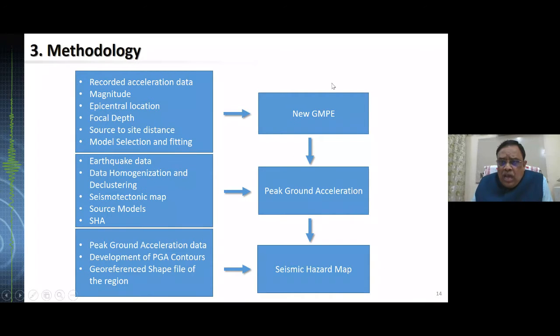We have developed the GMPEs based on the actual data I just shared. Once we have done that, we estimate the peak ground acceleration using the GMPE for that region. Then, based on the deterministic hazard analysis as well as the probabilistic hazard analysis, we calculate the peak ground acceleration data and, from the contours of that, develop the seismic hazard map.